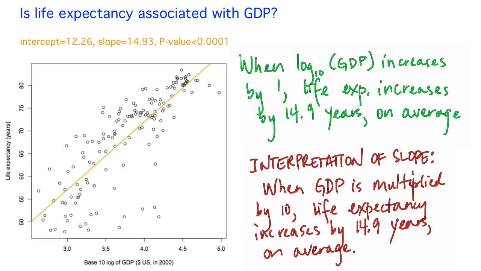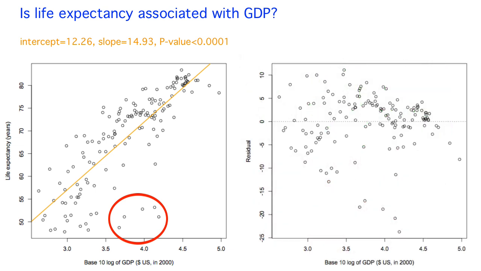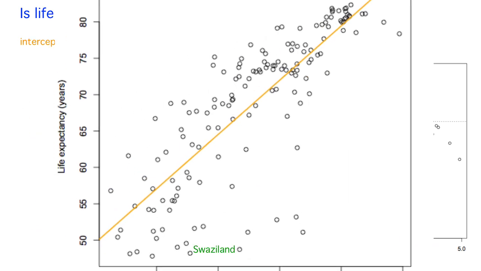Before we leave this life expectancy GDP example, you may have noticed that there are a few points that don't fit the regression line well. Looking at a plot of the residuals versus our predictor variable, we can see that the corresponding residuals are large in absolute value. The linear relationship between life expectancy and log of GDP does not explain well what's going on in these countries. If you're wondering what they are: Swaziland, Angola, South Africa, Botswana, and Equatorial Guinea.